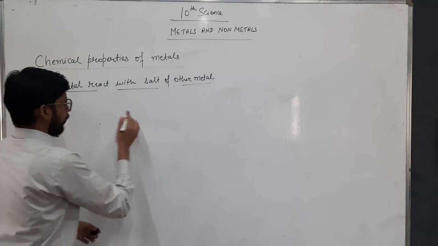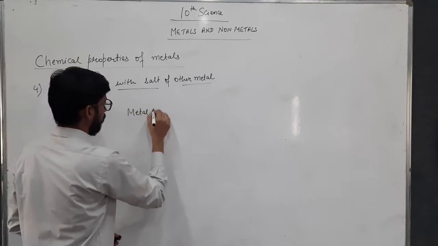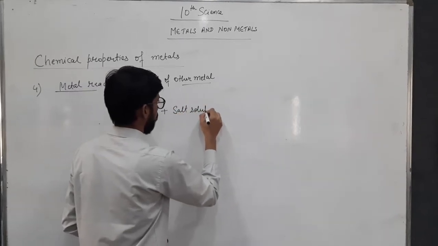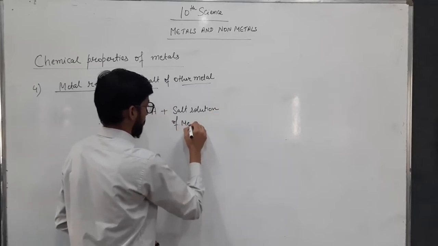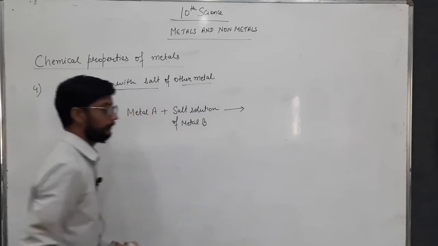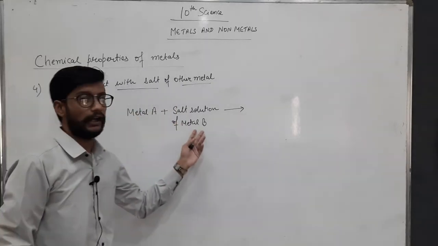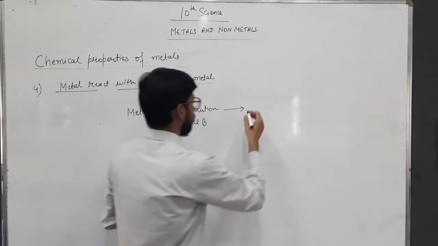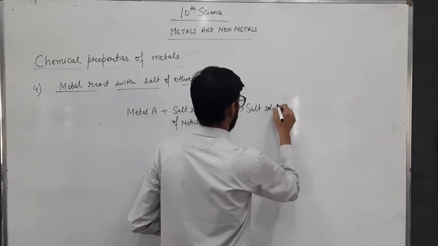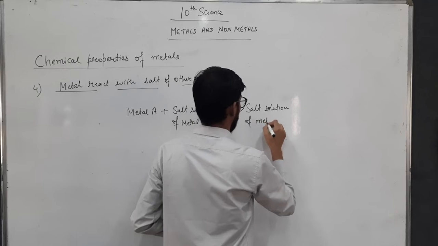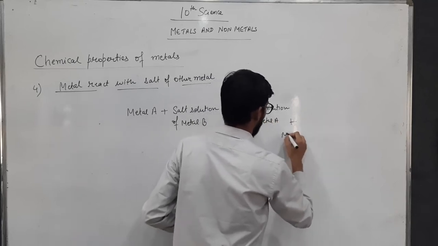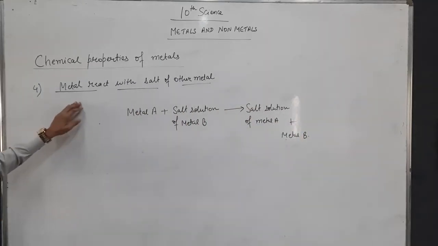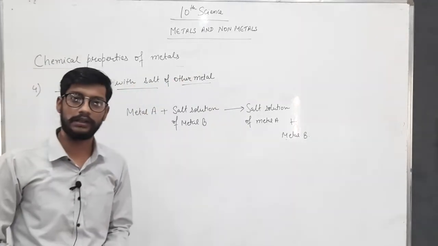Okay, so see what happens when, let us say, this is metal A reacting with the salt solution of metal B. If this metal A is more reactive than metal B, then this metal A will displace metal B, so it will form salt solution of metal A plus metal B. This is the fourth chemical property, when metal reacts with salt of other metal.